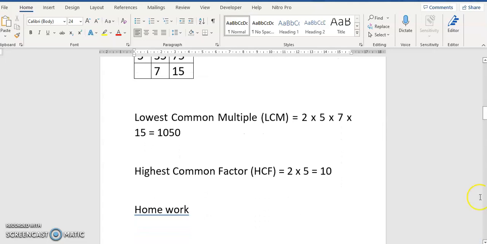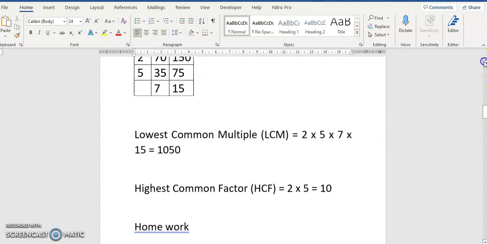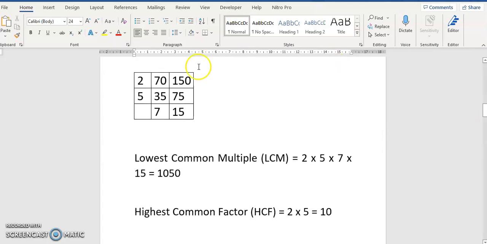Then we can also get the highest common factor on this. So the highest common factor, we are supposed to get it on this column. This 2 with this 5, which is 2 times 5. So 2 times 5 gives us what? 10.